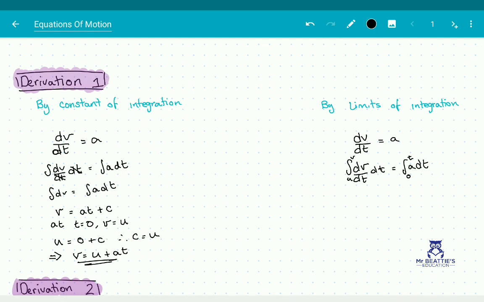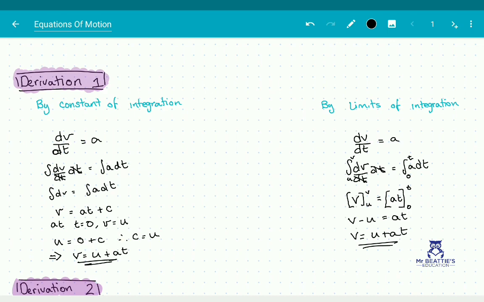Now with that, when you substitute in, those dt's will cancel, and when you go through the integration, you're going to have v going from u to v is equal to at going from 0 to t, which would leave us with v minus u is equal to at. And then when we take the minus u over the other side, we have v equals u plus at. So there's two different methods, but they both give us the same result. Both take us to this equation of motion. So this is equation 1, the first one we've derived.